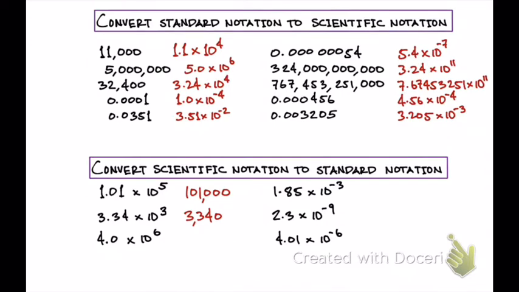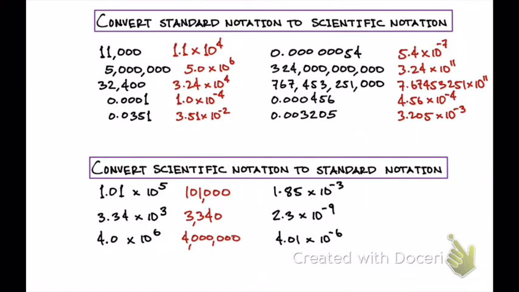All right, and the third example here is 4.0 times 10 raised to the 6th power. Again, 10 to the 6th power is essentially 1 million. And so you have 4 million. Or you can move that decimal point 6 places to the right, which you will get 4 million.